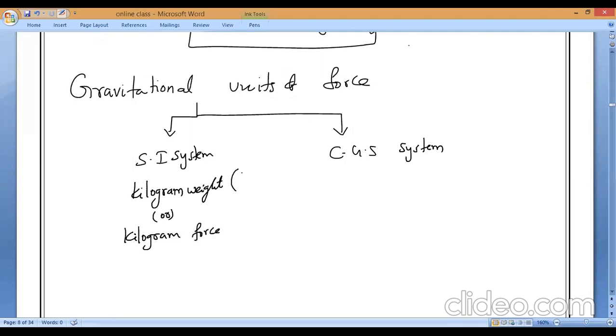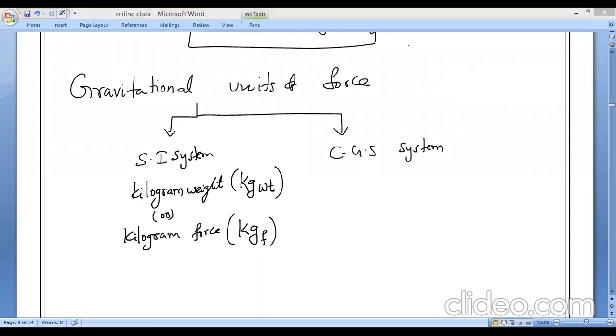So representation is very important. See here how I am representing. kgWt, like this we have to represent kg with subscript wt. This is kilogram weight, or we can say kg with a small f, that is kilogram force, not normal kgf. Understand it? Kg with a small f as subscript, that is kilogram force.